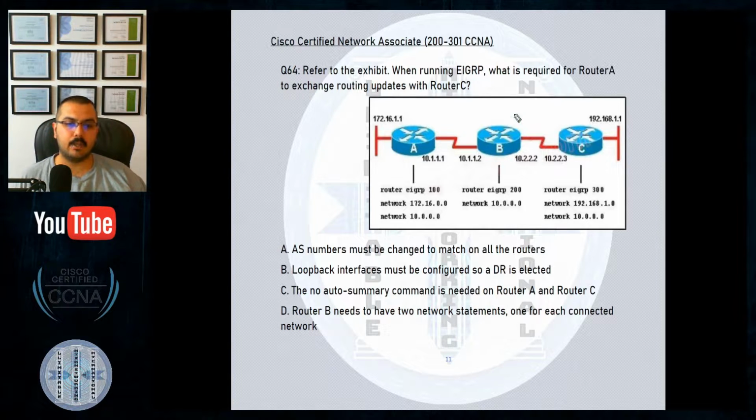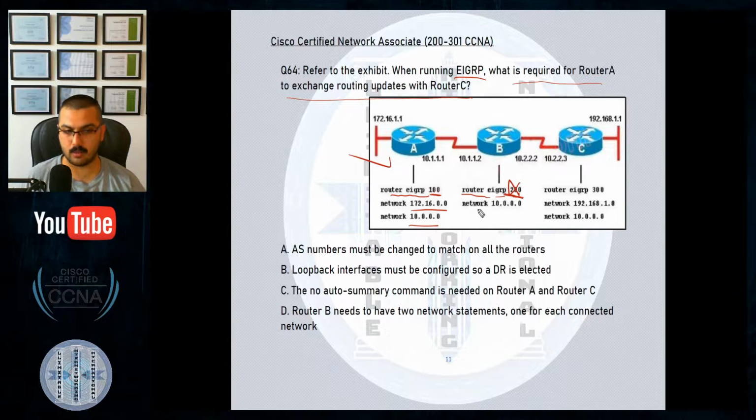When running EIGRP, what is required for router A to exchange routing updates with router C? Mostly you will not see such a question because EIGRP is not in the scope of your study, but just in case you did the exam, let's see. This one is using router EIGRP with autonomous system number 100 and is advertising two networks, correct? This one is using router EIGRP with a different ASN. This is a disaster. They should be matching. So this is the error. And it's advertising one network which represents both the arms.